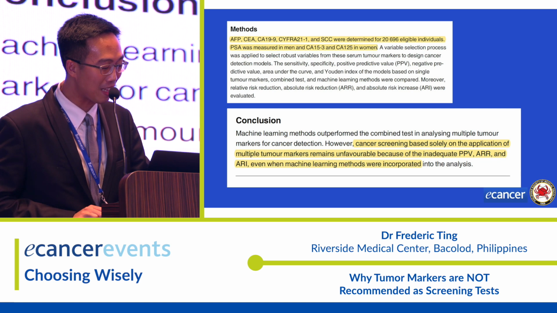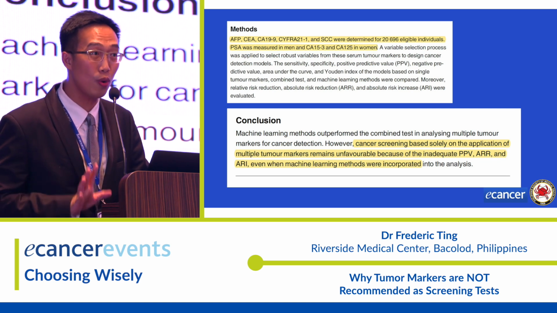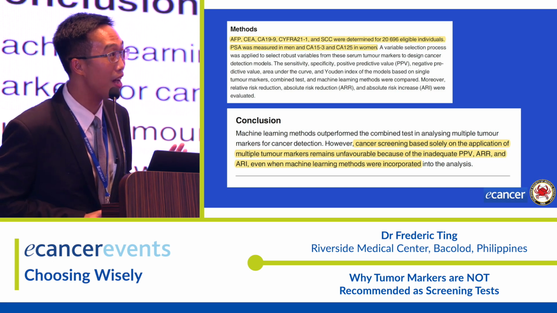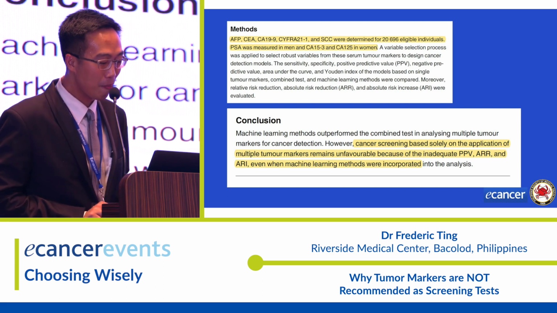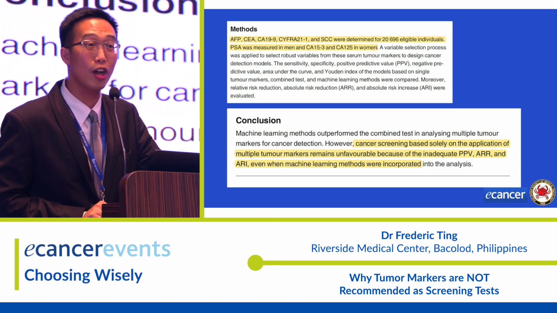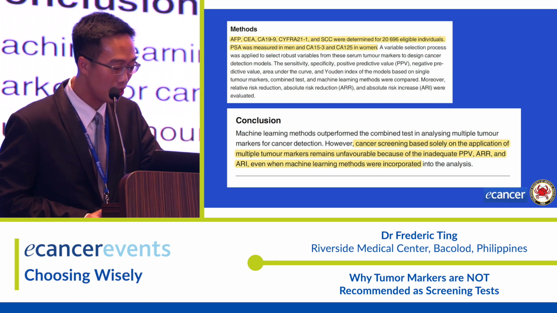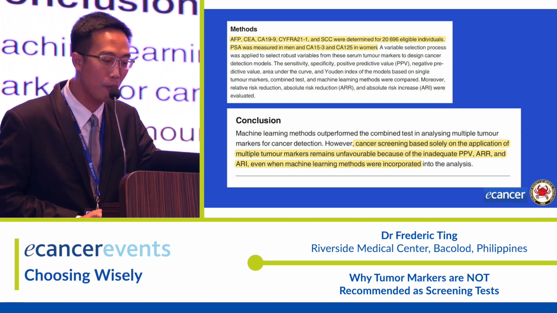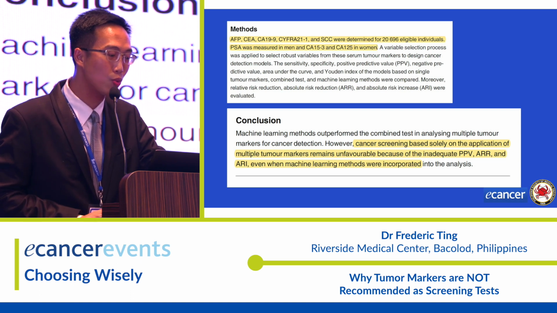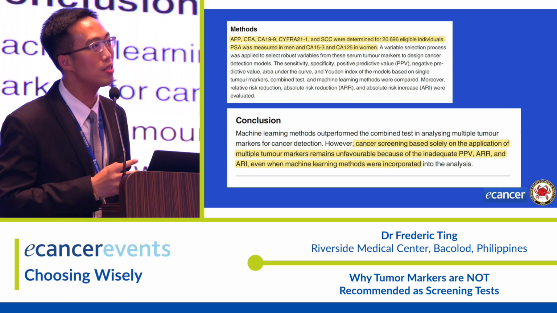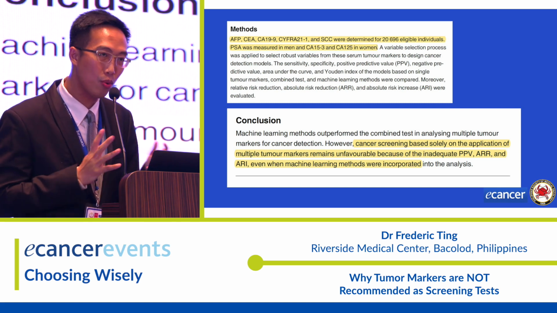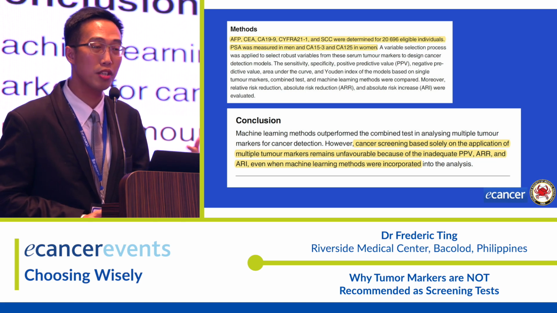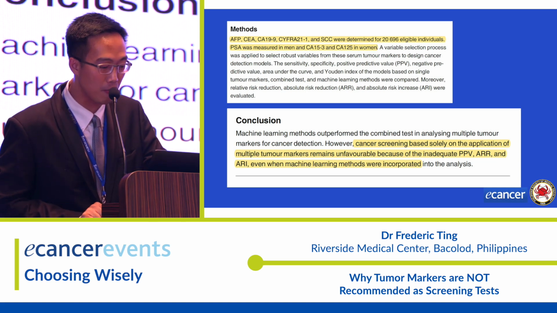And the conclusion was that cancer screening based solely on the application of multiple tumor markers was unfavorable, because the positive predictive value and the absolute risk reduction was just inadequate. So this is so far one of the biggest studies combining different tumor markers for the asymptomatic population, and the results were negative. So that means that we cannot really use tumor markers solely to screen patients who are asymptomatic, or even those who have non-specific symptoms.